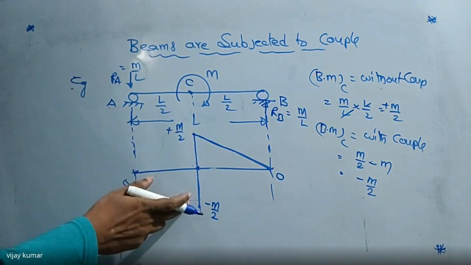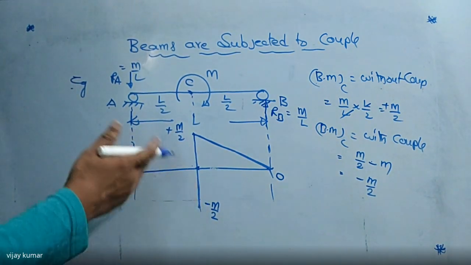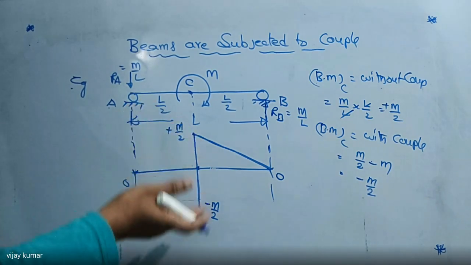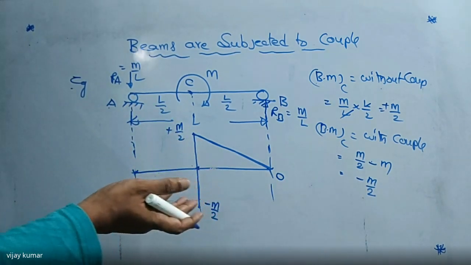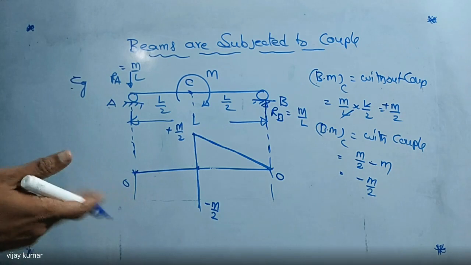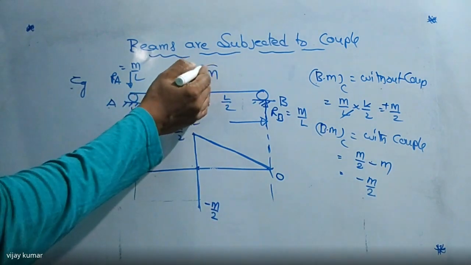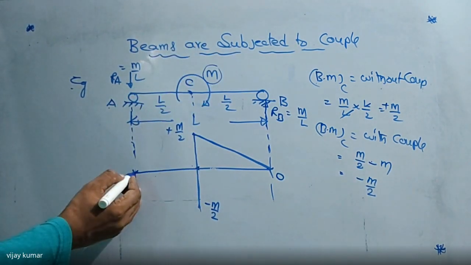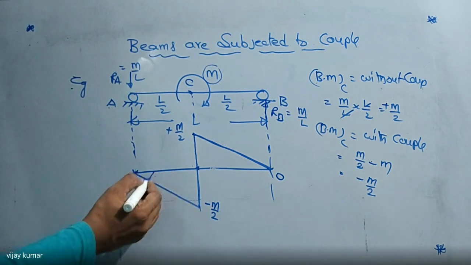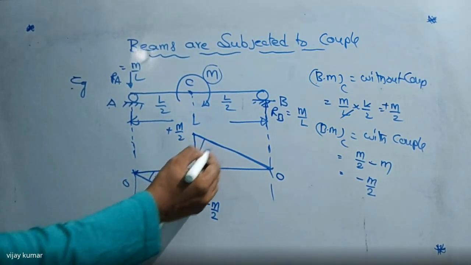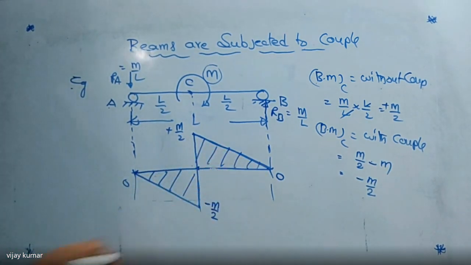So the net we are going to take. M by 2 plus M by 2, that is the difference between these two, that is 2M by 2. Then we can cancel the 2, and we get M. M is nothing but the net couple here. So this is the bending moment diagram for the simply supported beam when the beam is subject to a couple exactly at its center.